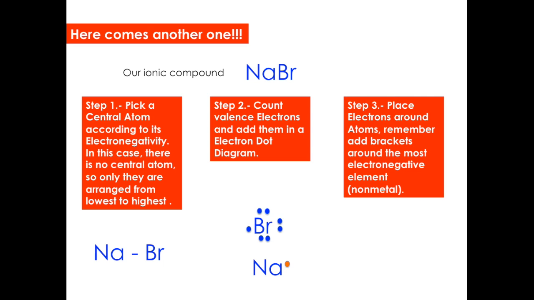Third, place electrons around atoms. Remember, if we have charges, we need to add brackets around the most electronegative element, in this case, the non-metal. So let's place bromide with the 7 electrons, and sodium gives its electron to bromide to complete its octet. Then each one of them will have a charge. We need the brackets to indicate this. Negative charge for bromide and positive charge for sodium, as it is the giver. And this is our Lewis dot diagram.